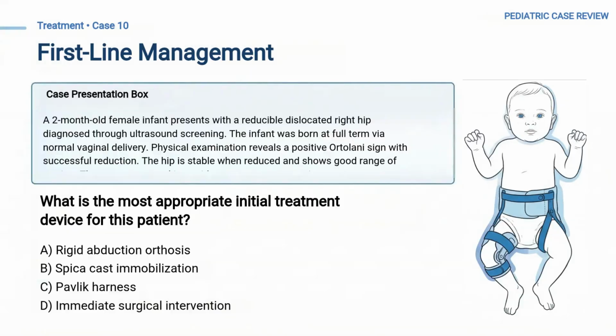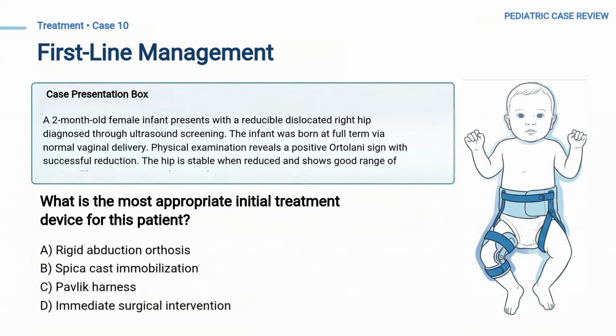Case 10, covering first-line management and treatment. A 2-month-old female infant presents with a reducible dislocated right hip diagnosed through ultrasound screening. She was born at full term via normal vaginal delivery. Physical examination reveals a positive Ortolani sign with successful reduction. The hip is stable when reduced and shows good range of motion. What is the most appropriate initial treatment device for this patient?